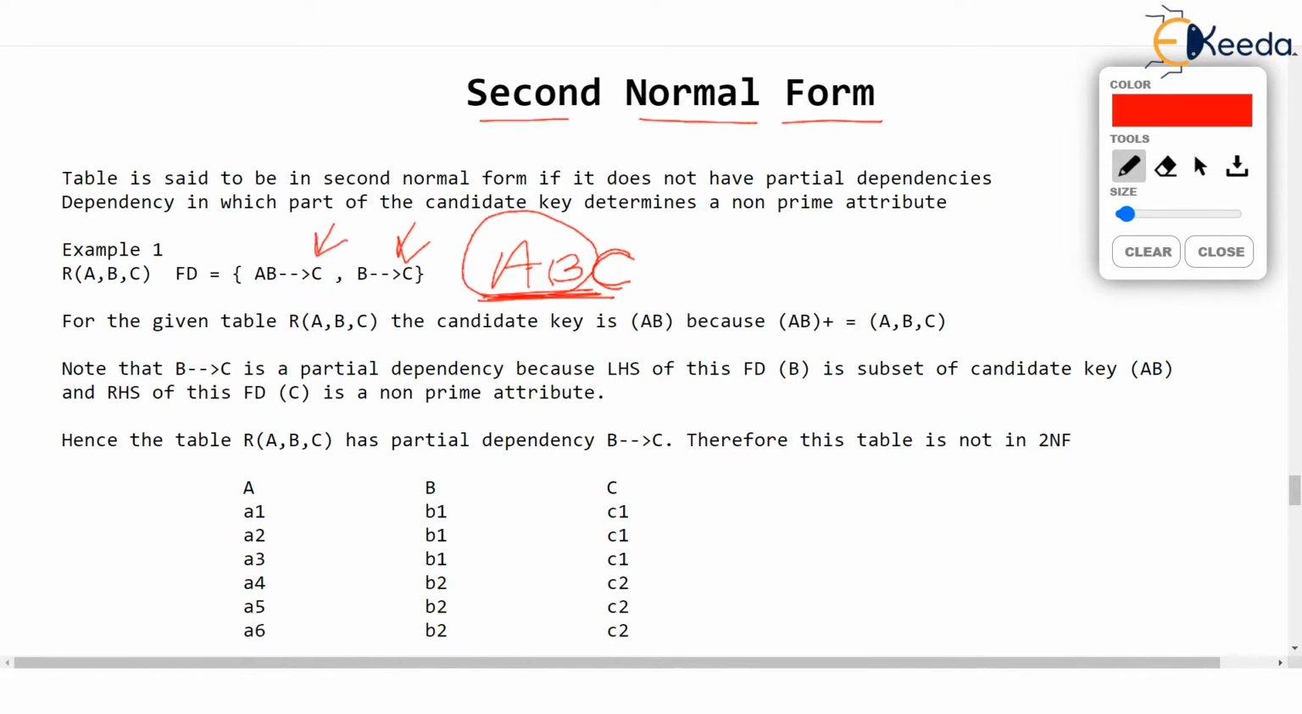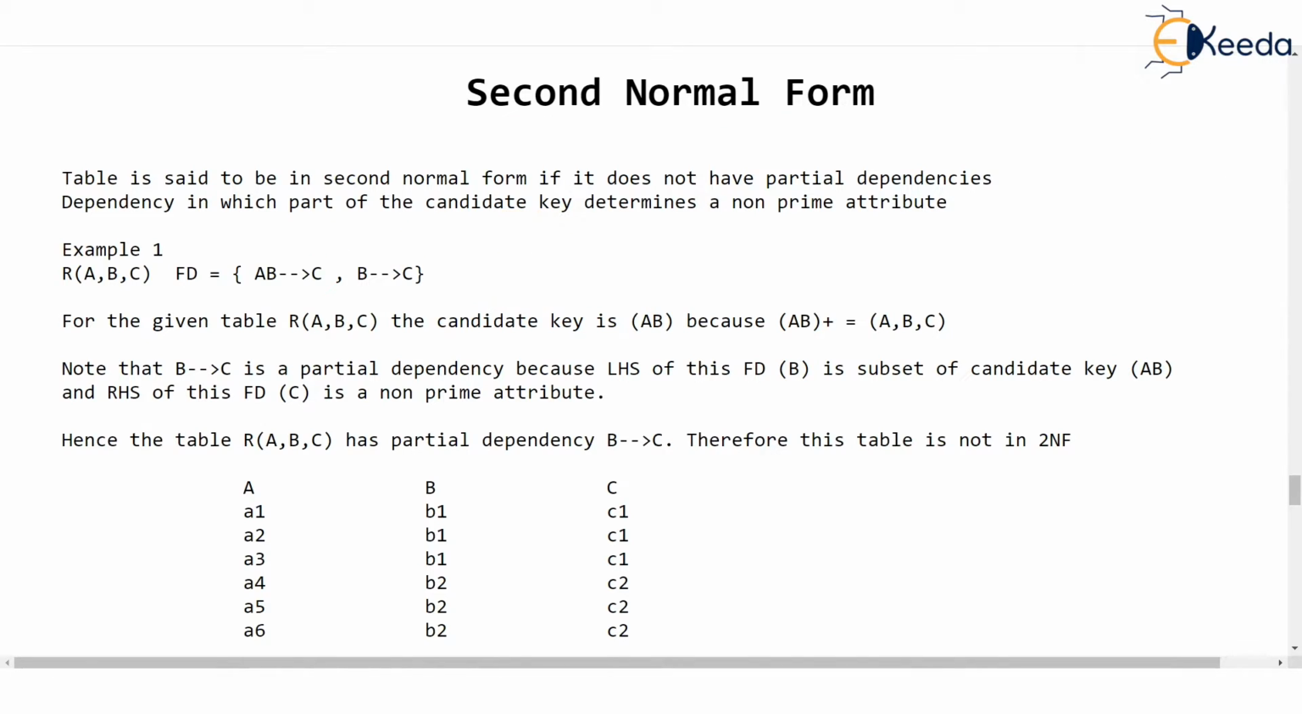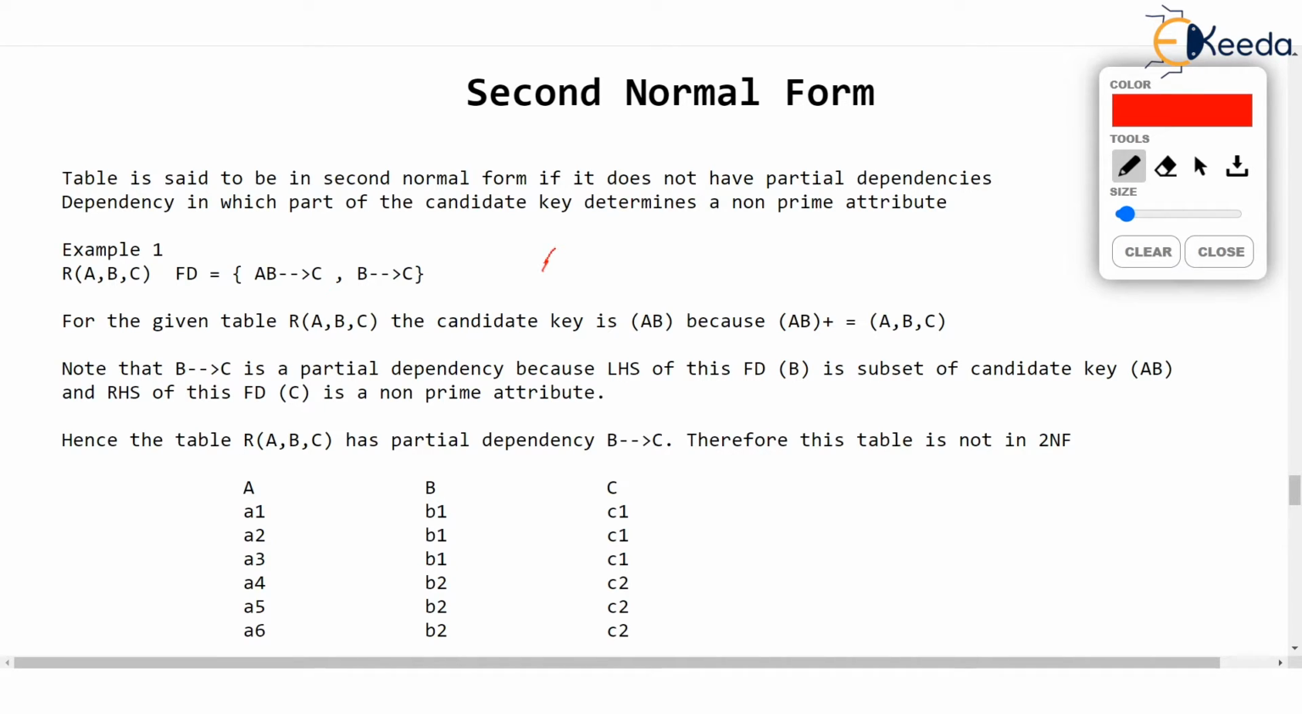In fact, ABC will determine all the attributes. We will say ABC is a super key. That means one possibility, you cannot remove A and B from the candidate key. Correct? A and B have to be there in the candidate key. And secondly, you can't add anything to this because then it will be a super key. So AB is the only candidate key of the given table.